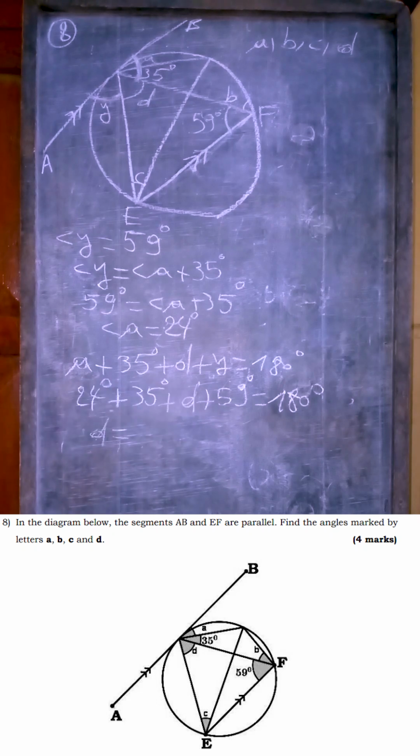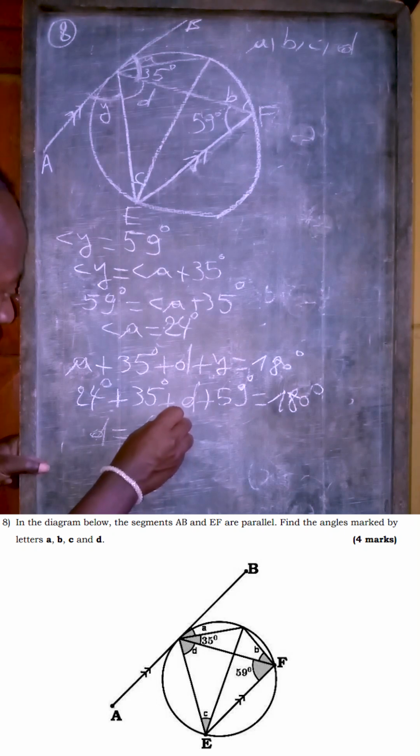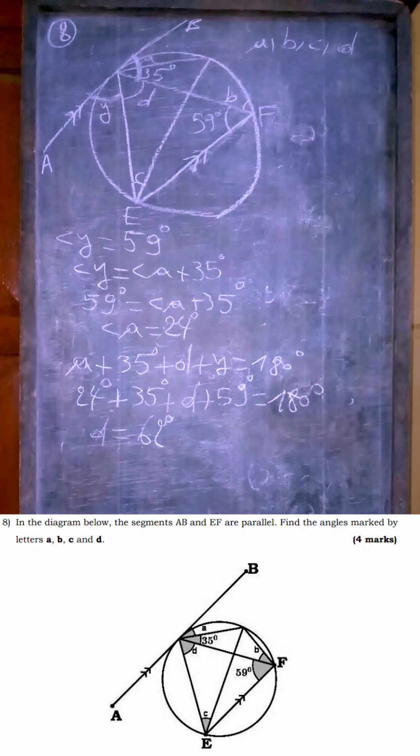Let us use the calculator. 180 minus 24 minus 35 minus 59. And then after computing everything, D is equal to 62 degrees. This is the angle D, 62 degrees.